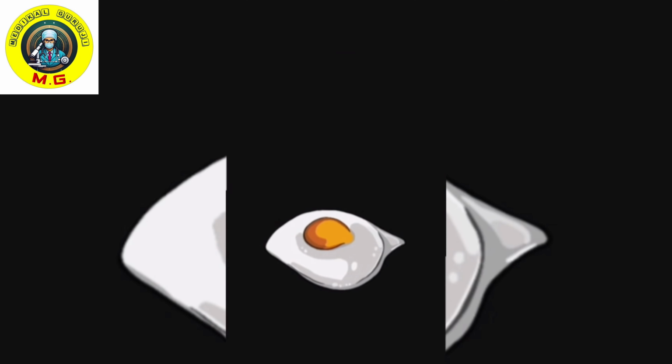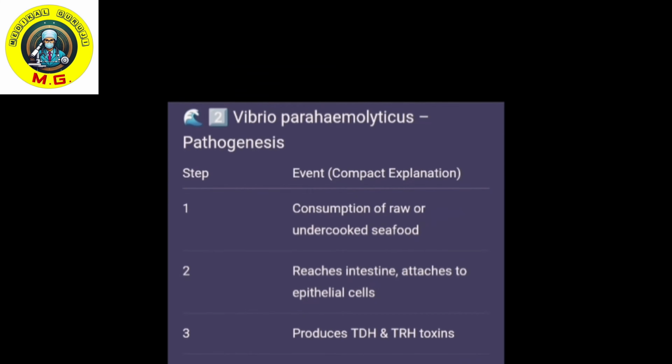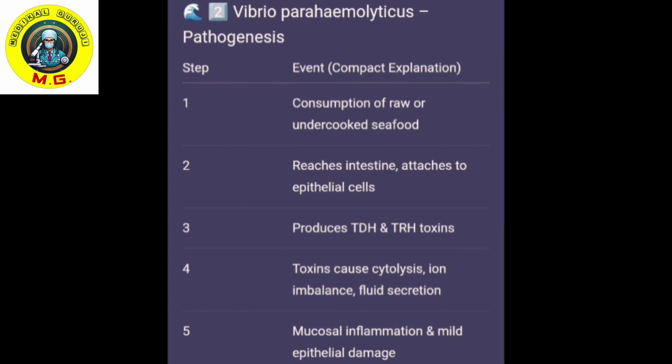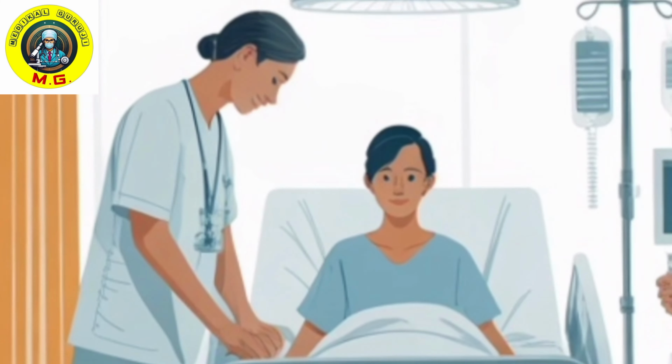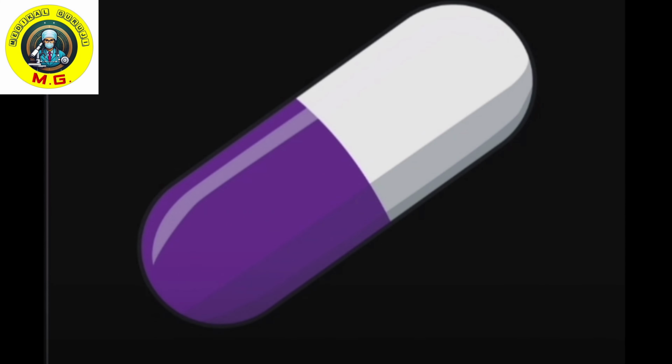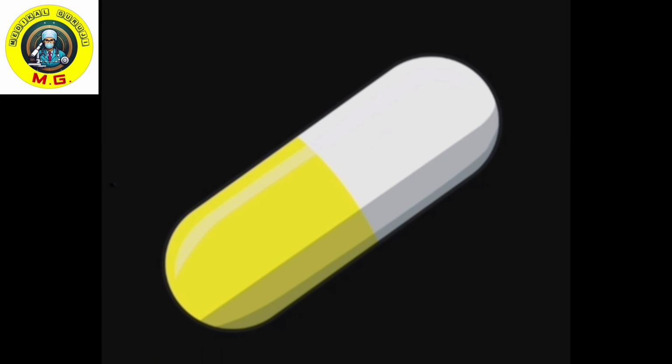Moving to the pathogenesis of Vibrio parahaemolyticus, this organism produces thermostable direct hemolysin and TDH-related hemolysin, which damage the intestinal cells, leading to inflammation. The symptoms commonly include watery diarrhea, nausea, and vomiting. Occasionally, fever and headache are also noticed. Treatment: oral rehydration and antibiotics if severe, like tetracycline and ciprofloxacin.